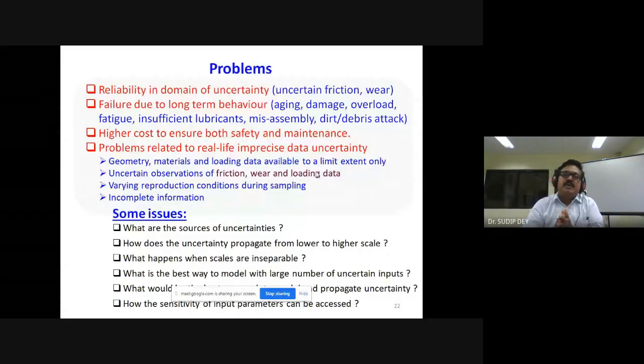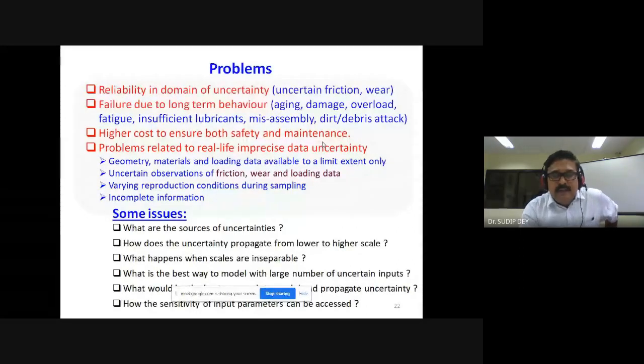So the issues are, first, what are the sources of uncertainty? These are the very key questions. It is framed here. Then how does the uncertainty propagate from the lower level to the higher scale? Because scale is very important.